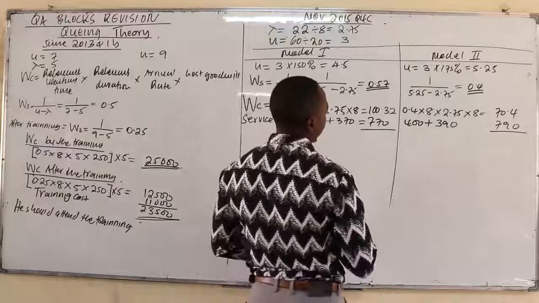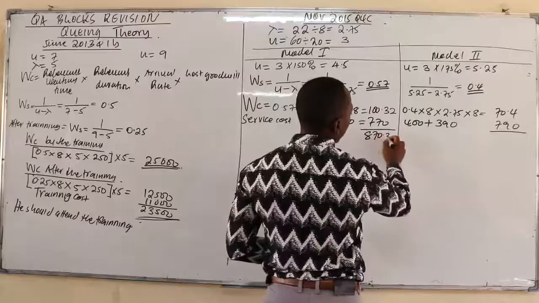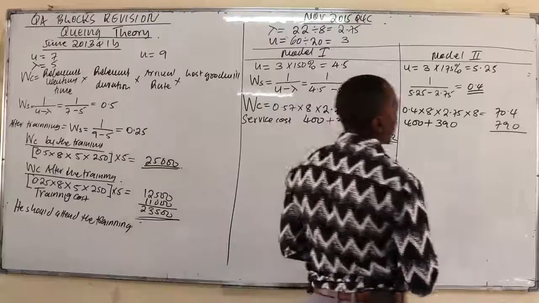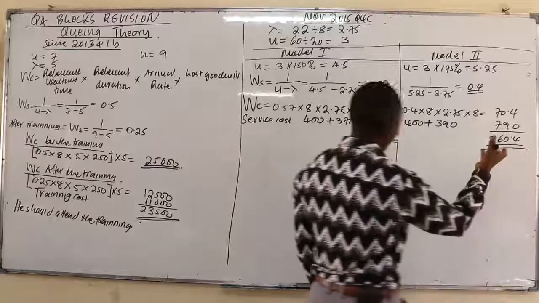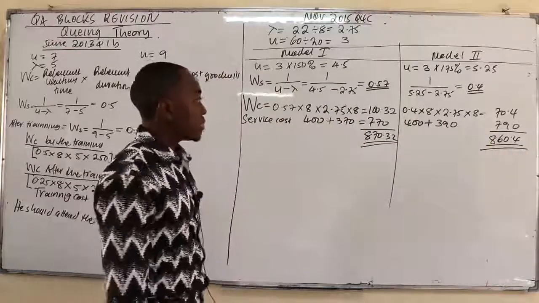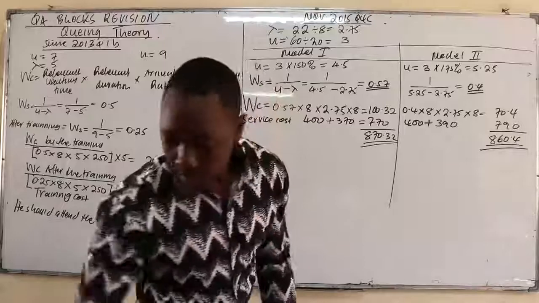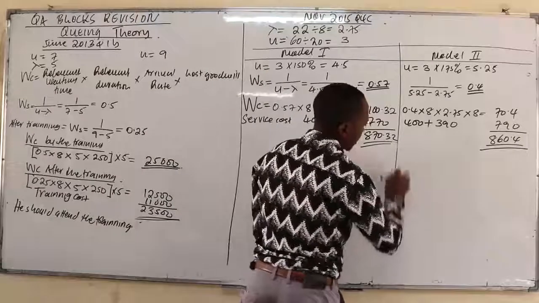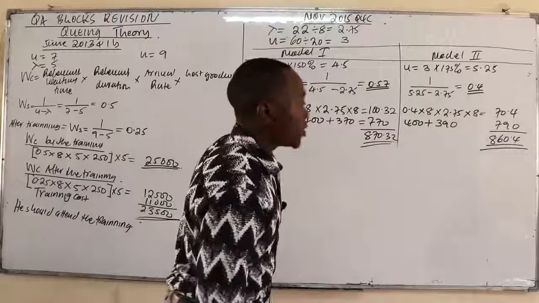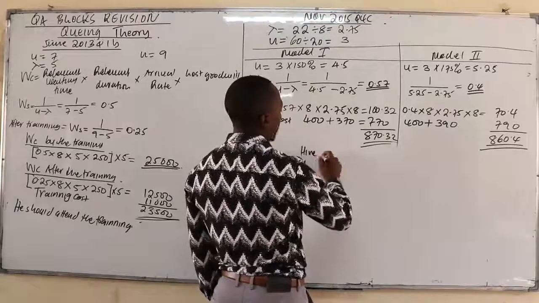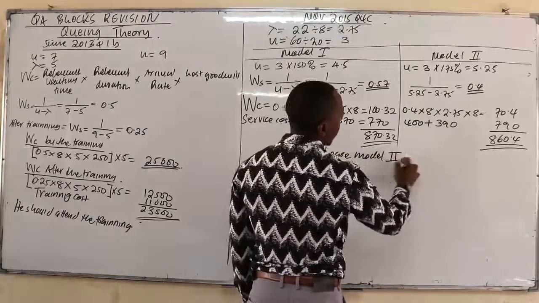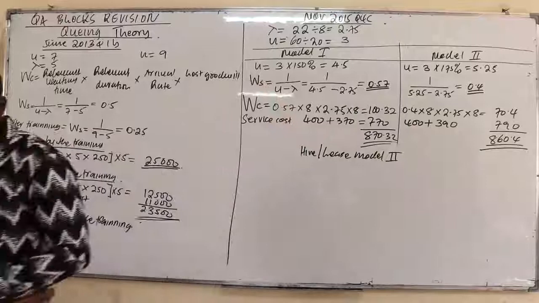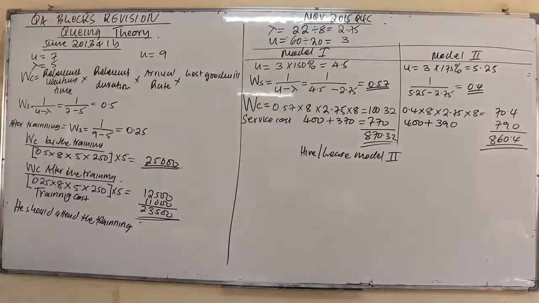So this one you get 870.32, and this one you get 860.4. Then from that perspective, which model should we take? Based on the total cost. Remember, the objective is to minimize cost. So you should hire or lease machine model 2. Yes, and that's the end of queuing. So you can take a screenshot of that before we shift to another topic.